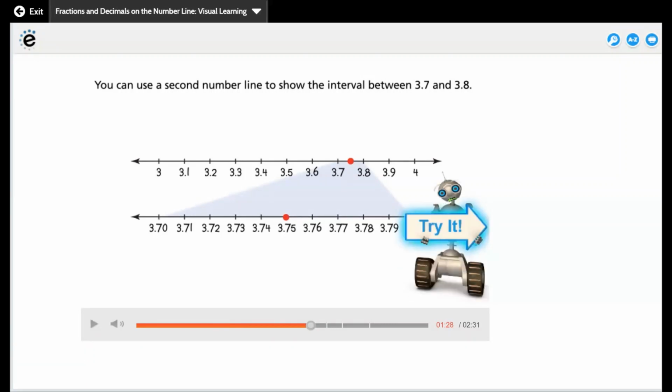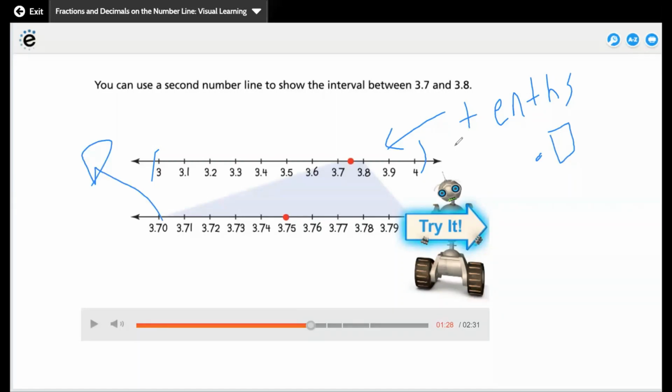So here, from 3 to 4, he divided them into 10 parts. So 3.1, 3.2, 3.3, till 3.9, then 4. So here, this shows a tenths number line, because it has one number after the decimal point, while the second one shows hundredths.